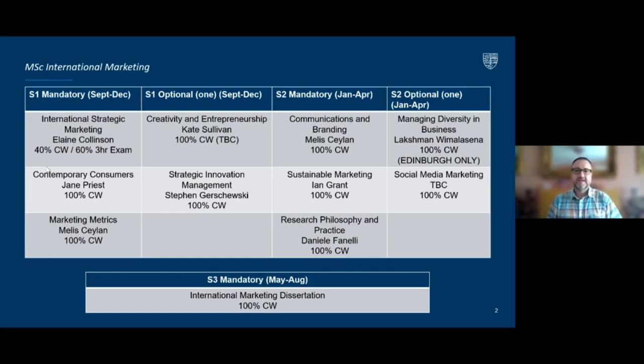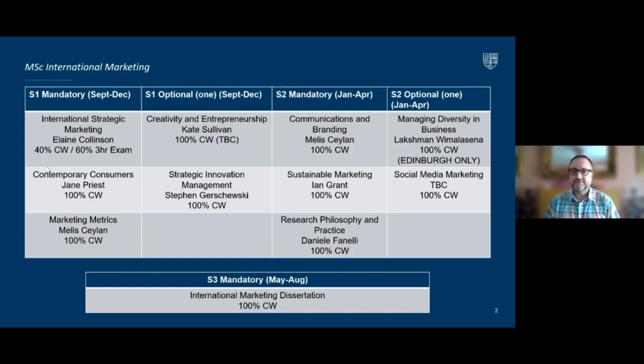So if you have a look at the 3rd column along from the left, semester 2 runs from early to mid-January, through to early April. Again, it's 11 weeks with a 1 week break in the middle, which is consolidation week, where you absorb everything you've learned so far. And again, you have 3 mandatory courses which you take in semester 2 and 1 optional course. So the mandatory courses, everyone takes Communications and Branding, led by Melis Silan, Sustainable Marketing, led by Ian Grant, and Research, Philosophy and Practice, led by Daniele Finelli.